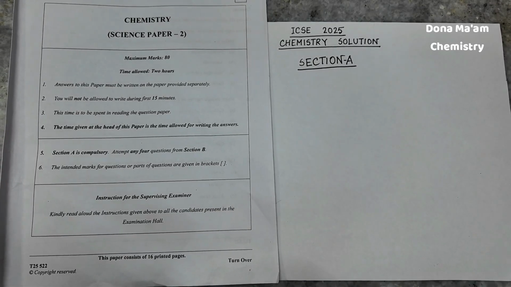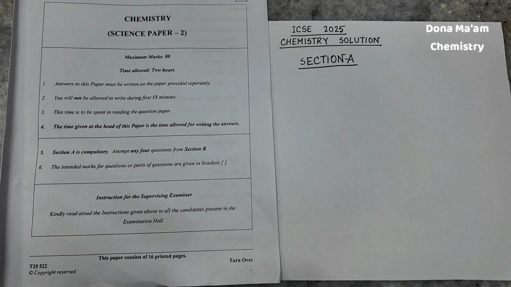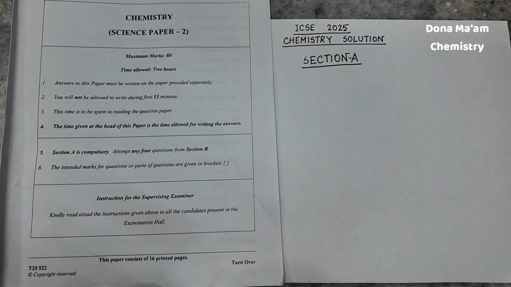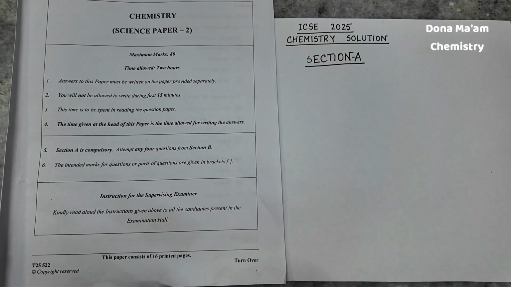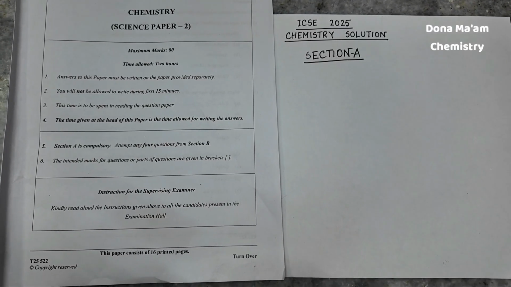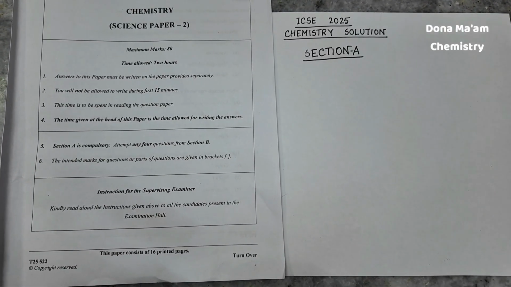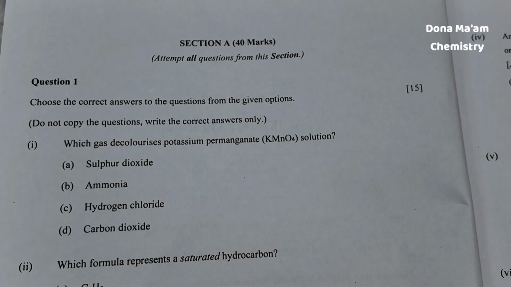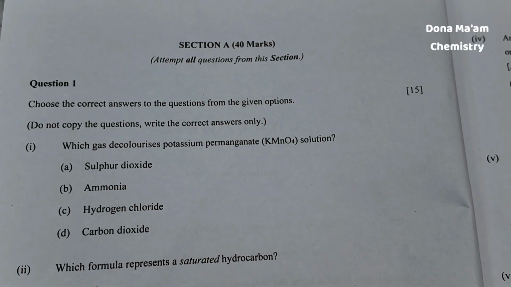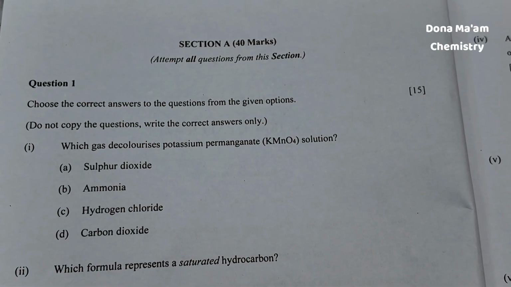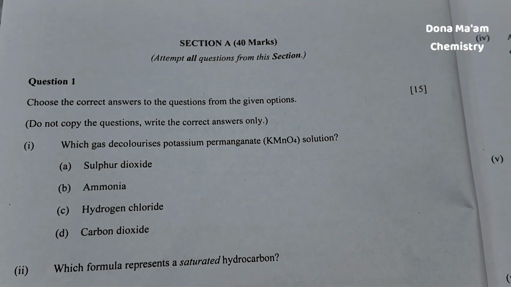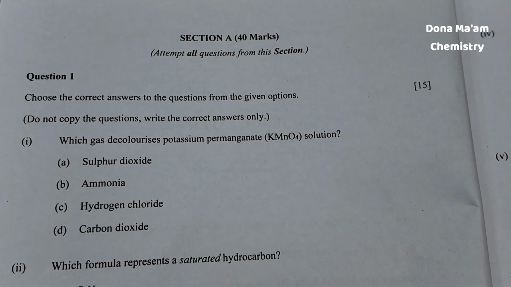Hello everyone. So today we are going to solve class 10 ICSE 2025 chemistry board exam paper. In this video we will cover section A. To begin with section A, it carries 40 marks and you have to attempt all the questions from this section. So let's begin with question number 1.